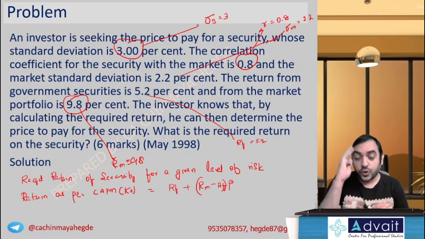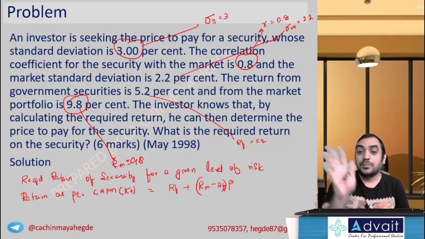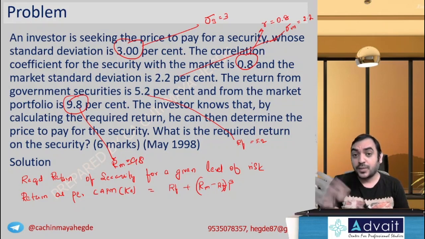And one thing I forgot to tell, not a shortcut, a small hint: always market comes in the denominator. Look at any formula I've given you for beta. R into sigma S by sigma M, market in the denominator. Covariance by market variance, market is in the denominator. Summation S minus S bar into M minus M bar by summation M minus M bar whole square, that is also market in the denominator. Summation SM minus summation S into summation M by N into summation M square minus summation M whole square, market is the denominator. So in all the formulas, M comes in the denominator. Remember that, it will help you a lot.